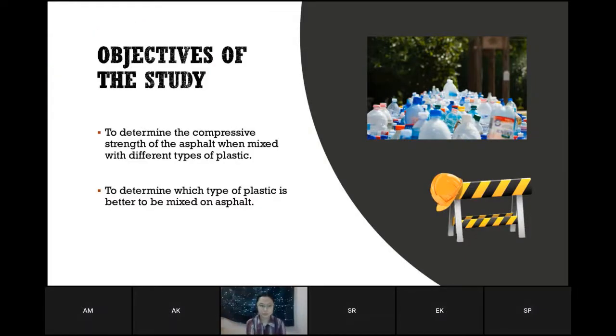The objective of this study is to determine the compressive strength of the asphalt when mixed with different types of plastic, and to determine which type of plastic is better to be mixed with asphalt.